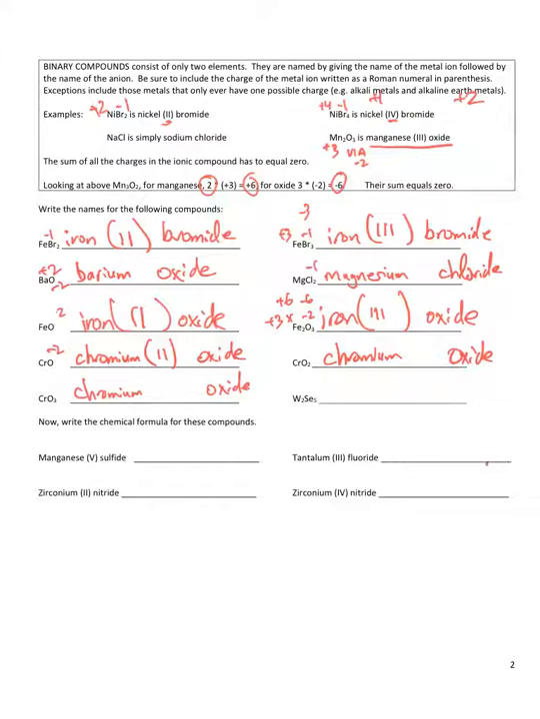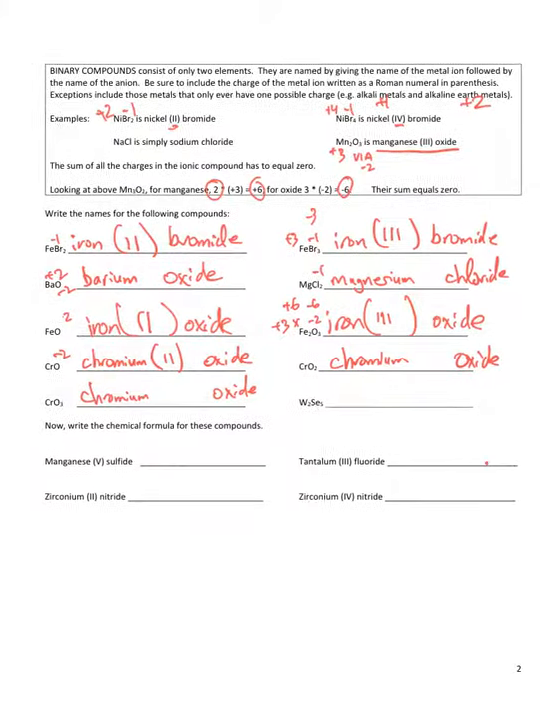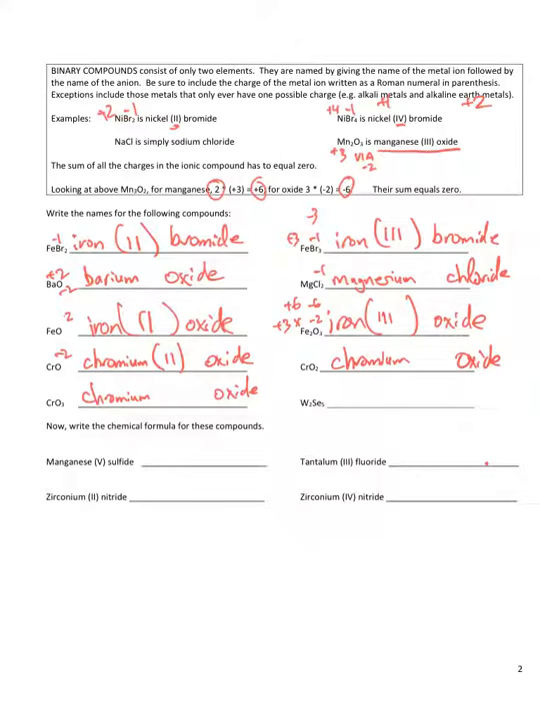The next one, CrO2, got 2 oxygens, each worth -2. 2 times -2 is -4. So here the chromium, to make it be electrically neutral, has to be +4. So this is chromium 4 oxide.